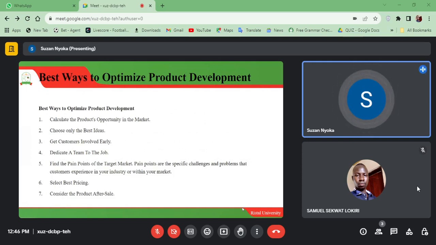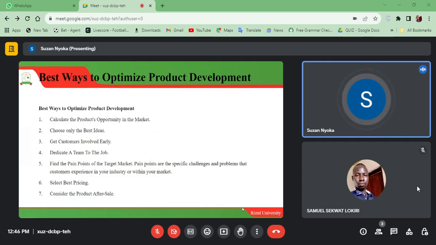And then you choose only the best ideas. Make sure you choose the best ideas from your consumers, maybe during the ideation stage, the ones that can make your product last in the market. And then get early customers involved at an early stage before you even get the product on board, just at the ideation phase. Dedicate a team to do the job. Make sure you have a team to do the job.